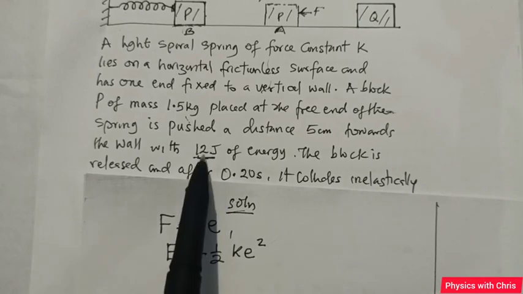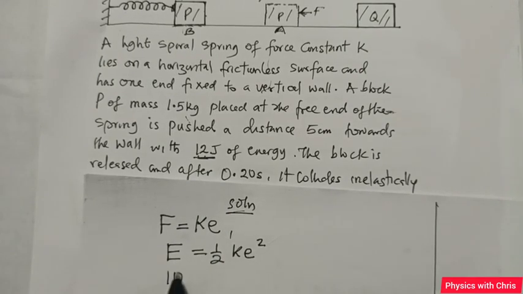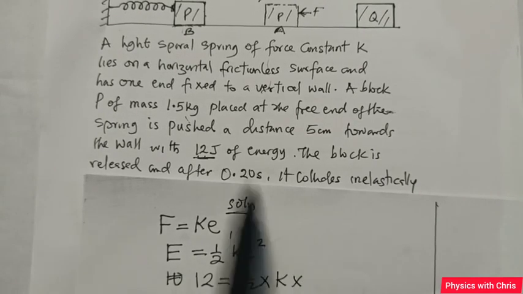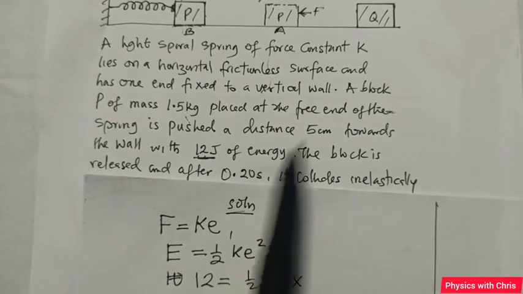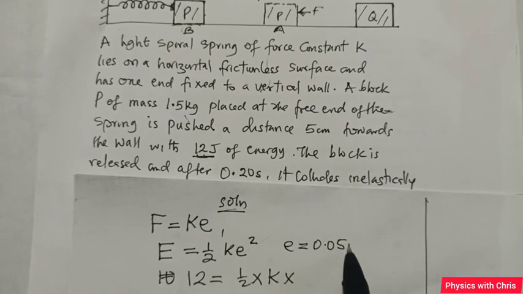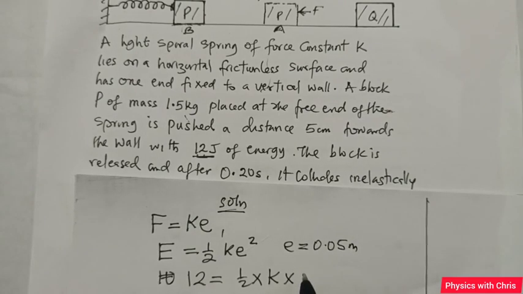Since the energy was given as 12 joules, I put here 12 joules is equal to half times k, which is what I'm looking for, multiplied by the extension. Here it is compression. It is compressed by 5 cm, so my compression is 0.05 meters. I have to work with standard units. That gives me 0.05 squared.